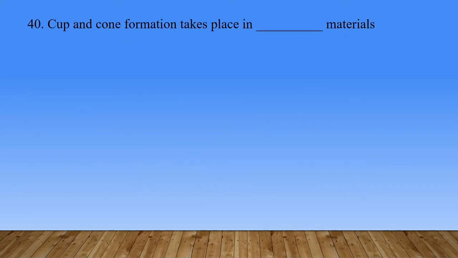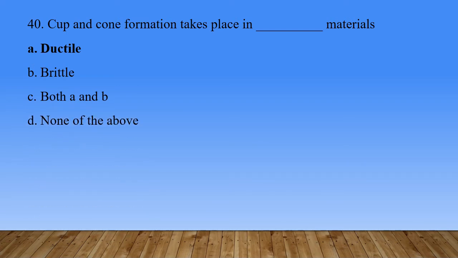Question number 40. Cup and cone formation takes place in dash materials. Option A, ductile. Option B, brittle. Option C, both A and B. Option D, none of the above. So the correct answer is option A, that is ductile materials.